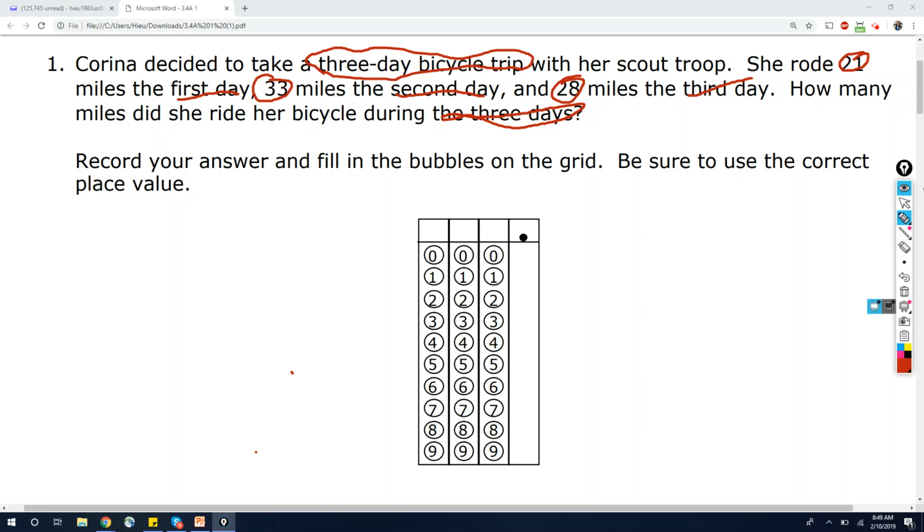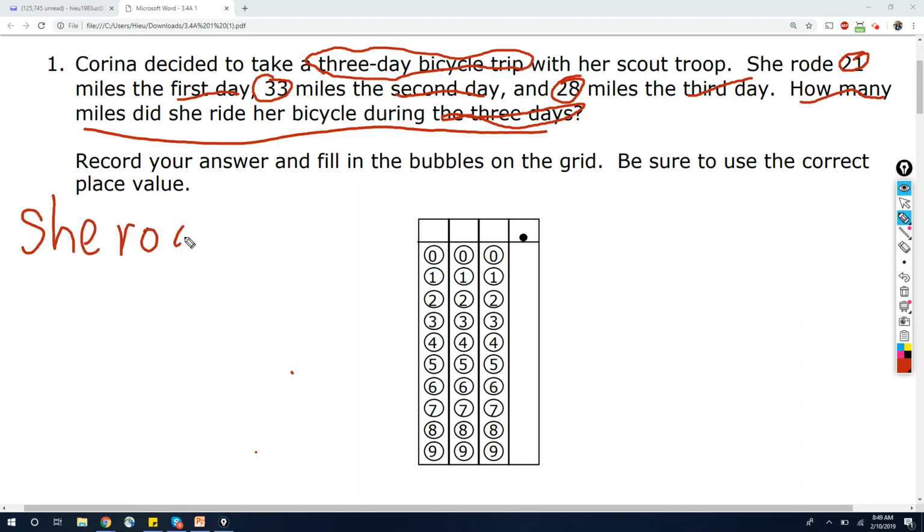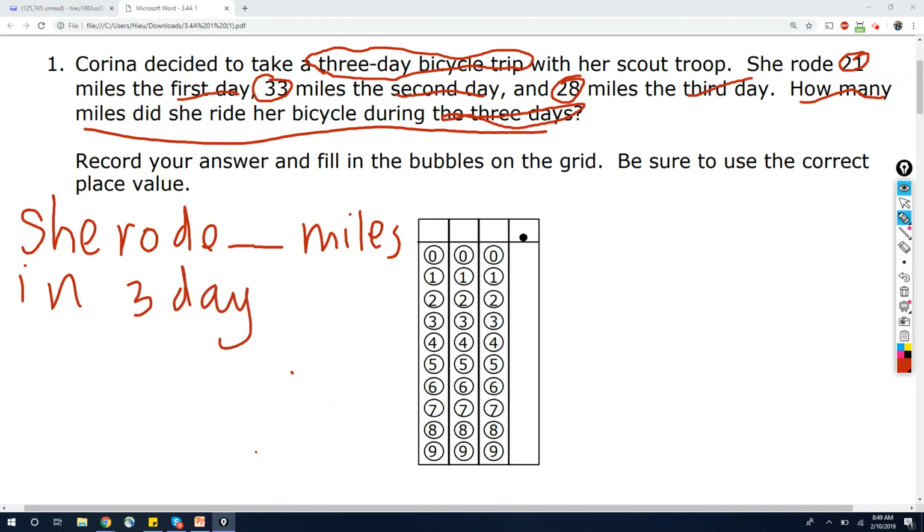Now we want to know what kind of statement they're looking for. They're asking for how many miles she rode during 3 days. So for your statement, you can say, she rode a number of miles in 3 days, because we need to know if we get the answer right.